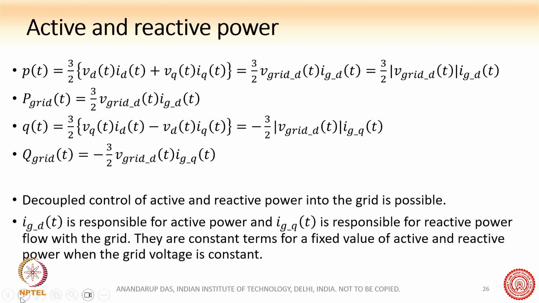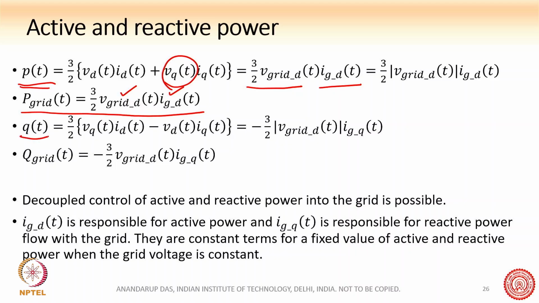Now is the important part. You can now put the same thing into the P expression. Let us put this into PG, and because you have V grid Q equal to 0, that part is equal to 0. So what happens here is that the active power is 3 by 2 V grid D into IGD. So P grid is nothing but this expression, 3 by 2 V grid D into IGD.